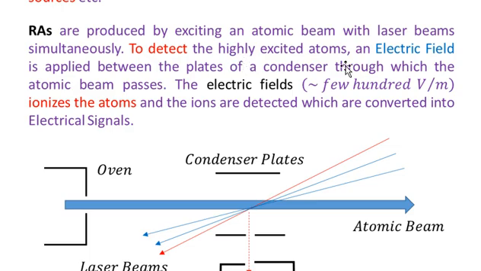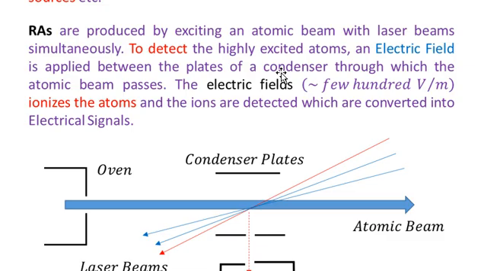To detect the highly excited atoms, an electric field is applied between the plates of a condenser through which the atomic beam passes. And it is necessary that the control of the electric field within the condenser should be very precise, so that if you ionize an atom, for example, in the state n is equal to 50, then if you want to ionize the atom in the state n is equal to 51, then of course it means that a very precise value of the electric field through the condenser is applied.